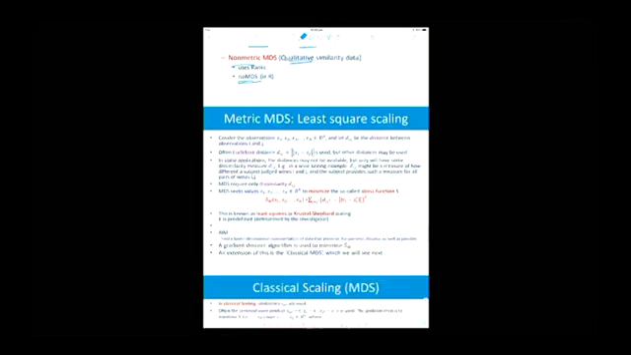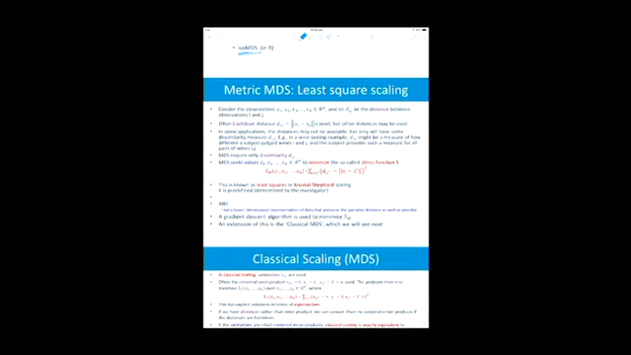Okay, so let's go through these different techniques briefly. The first one is the metric MDS. What it does is, in this MDS process, the algorithm or the process is this. It takes the similarity matrix it has between, let's say, the different cities.